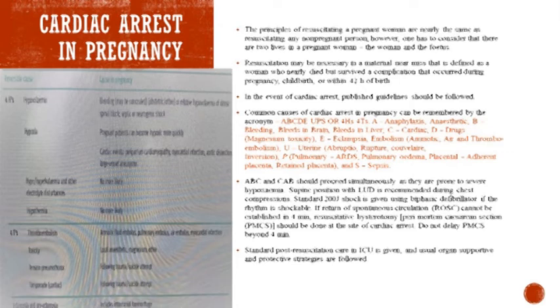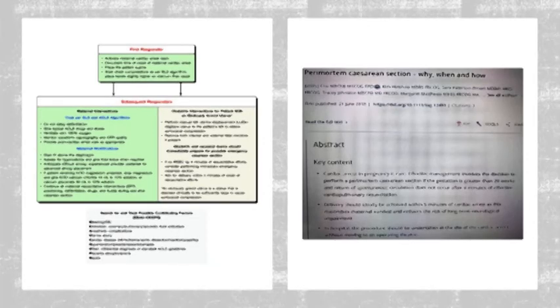The ABC and CAB approach should proceed simultaneously as they are prone to severe hypoxemia. The supine position with left uterine displacement is recommended during chest compressions, and a standard 200 joule shock is given. If return of spontaneous circulation cannot be established within 4 minutes of effective cardiopulmonary resuscitation, a perimortem cesarean section should be done, with delivery ideally achieved within 5 minutes of cardiac arrest, as this maximizes maternal survival and reduces the risk of long-term neurological impairment. In hospital, the procedure should be undertaken at the site of cardiac arrest without moving the patient into an operating theatre.